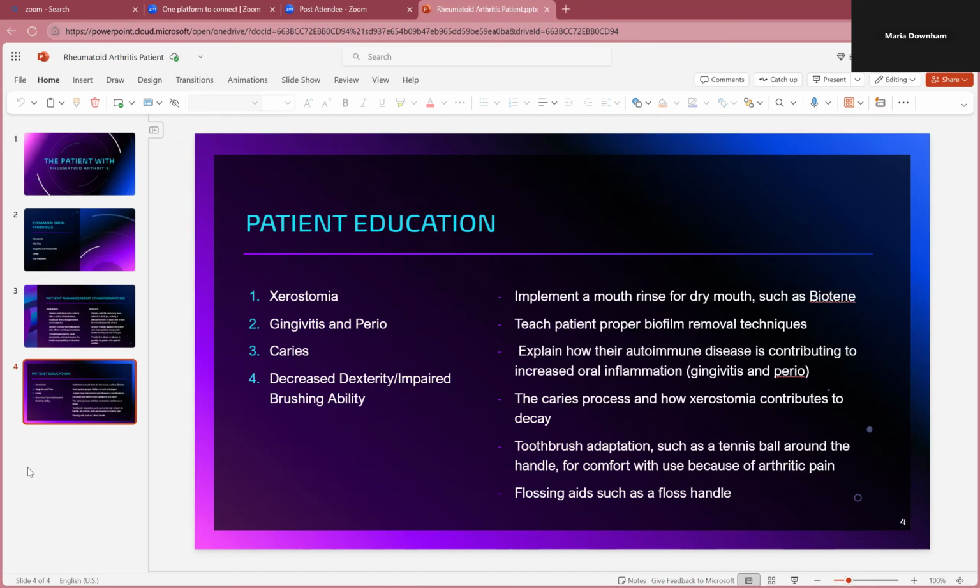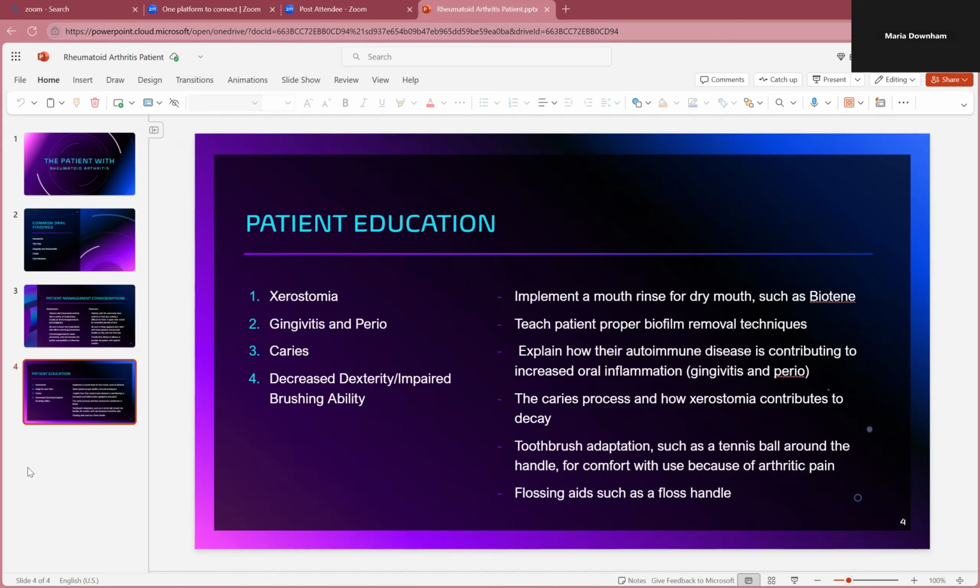And then oftentimes there will be decreased dexterity or impaired brushing ability because of the pain in their joints. And so we want to find something that works for their grip on the toothbrush handle. We want to make sure that they're using a rinse for their dry mouth, such as biotin. We want to make sure that they're using the proper circular technique when brushing for biofilm removal.